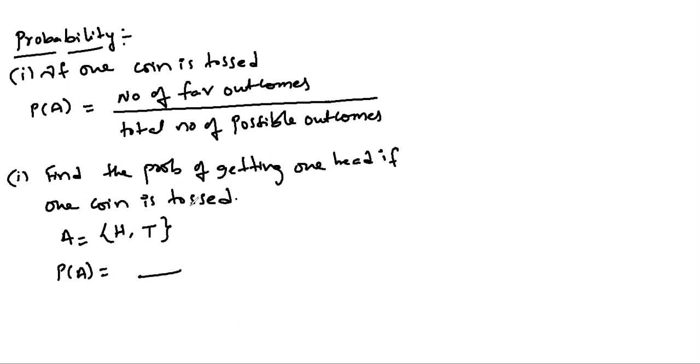Denominator, what do you have to write? Total number of possible outcomes. How many are there? Two are there, right? Now you have to find the probability of getting one head in this set of possibilities. How many heads are there? Only one head. Same like that only.